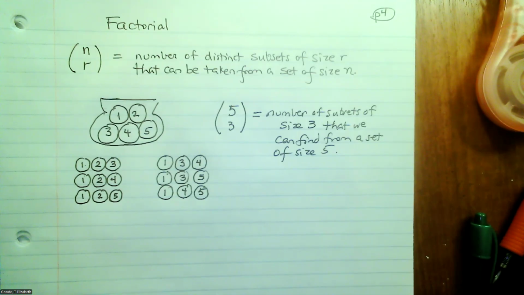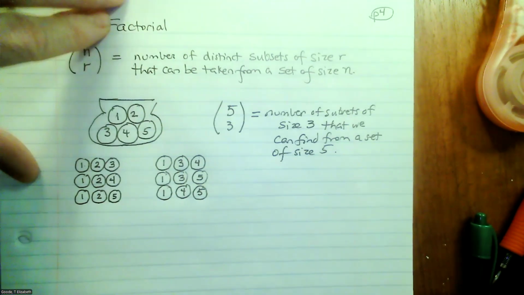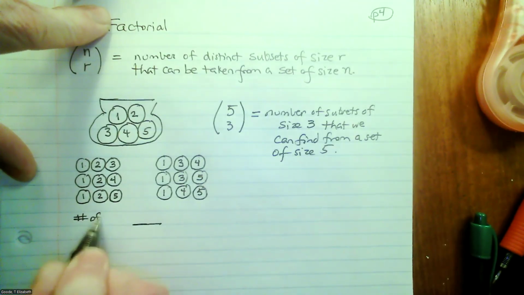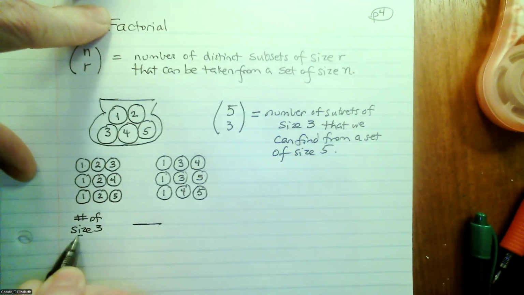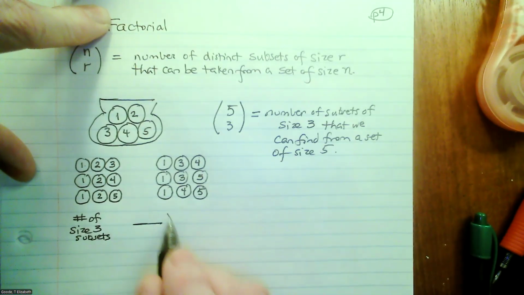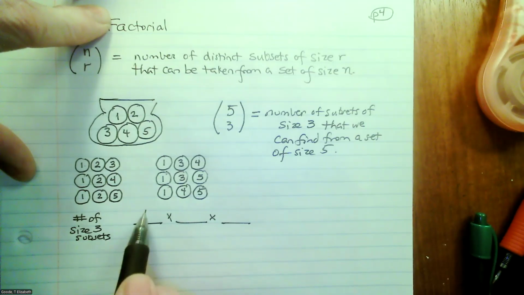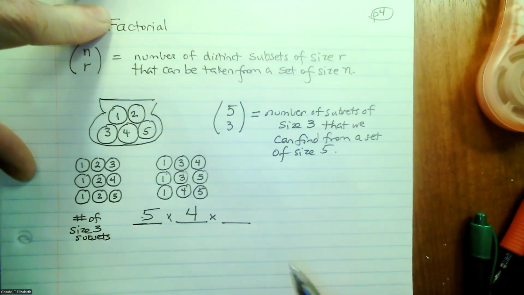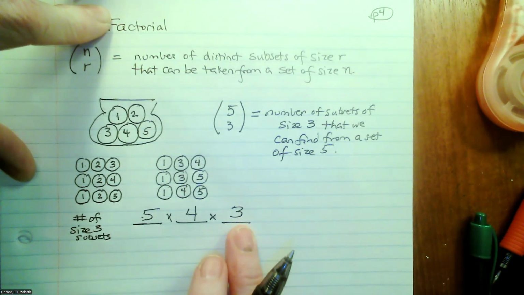Because if we're counting the number of size 3 subsets, the problem with doing it this way, where we've got 5 choices for the first ball, then for the next ball we've got 4 choices, and for the next ball we've got 3 choices, the problem with taking that as the number is that it's too big.